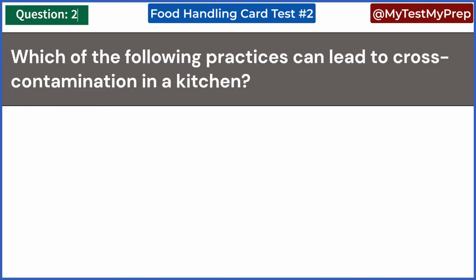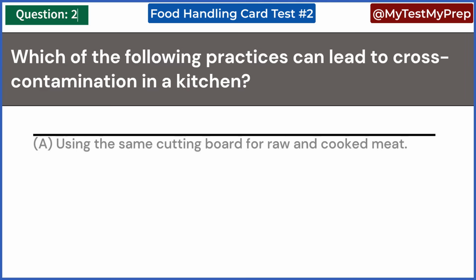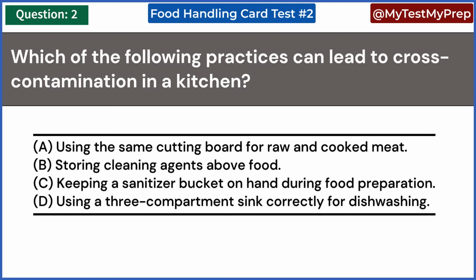Which of the following practices can lead to cross-contamination in a kitchen? A. Using the same cutting board for raw and cooked meat. B. Storing cleaning agents above food. C. Keeping a sanitizer bucket on hand during food preparation. D. Using a 3-compartment sink correctly for dishwashing. Answer A. Using the same cutting board for raw and cooked meat.